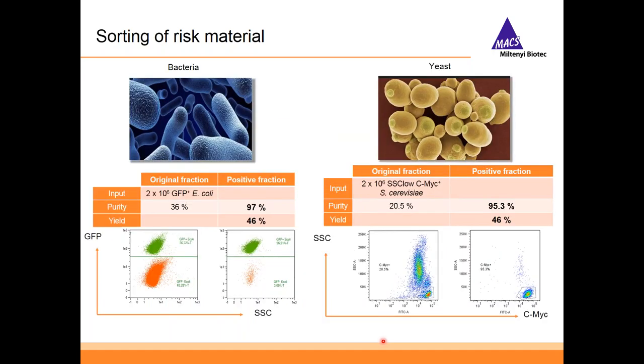So what we did in these cases was sort the bacteria and also the yeast directly. Here in this case, GFP positive E. coli bacteria, you can see we started with a purity of 36% and ended up with 97%. You can see it here in the plots as well. And also here, the CMIC positive yeast, we enriched them from a purity of 20.5% to 95.3%. You can see the outcome here as well. So we are actually able to sort those quite small cells, such as bacteria and yeast.